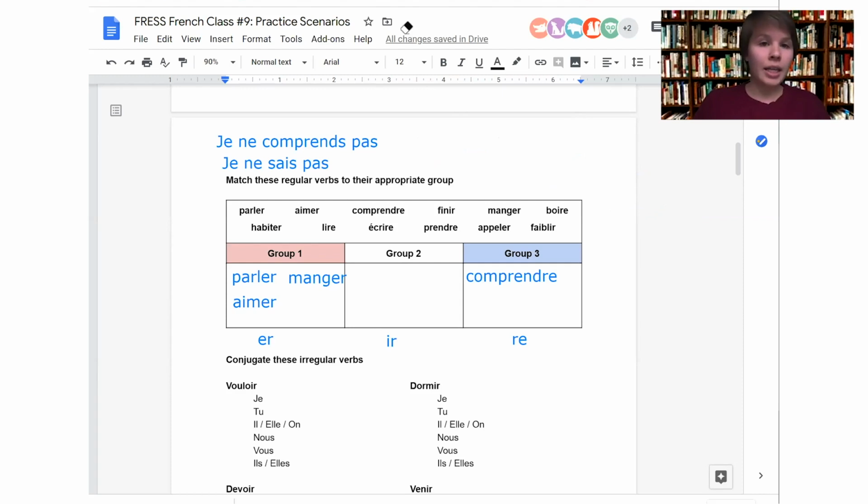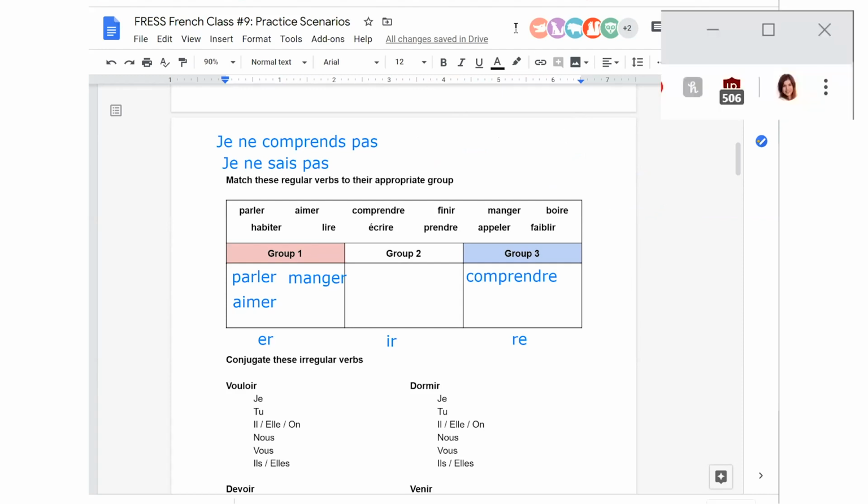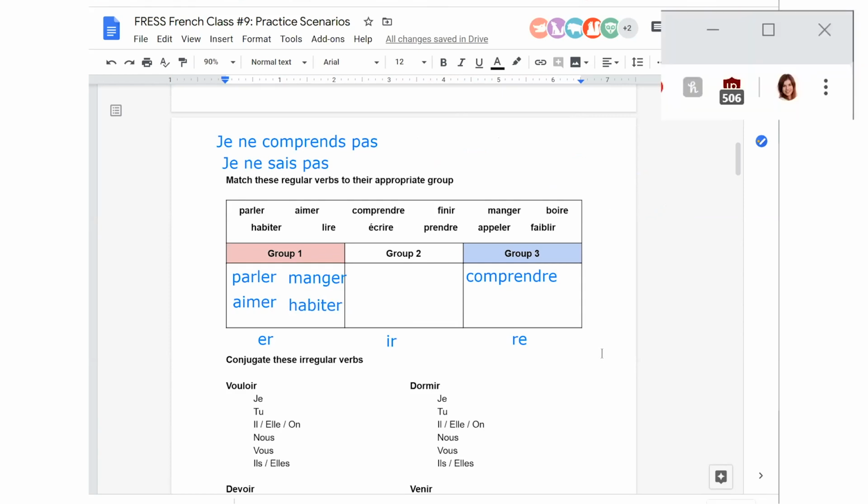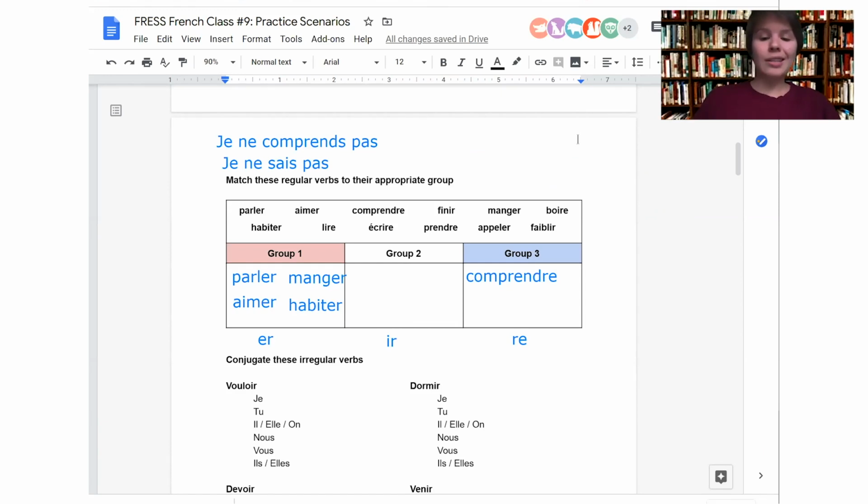So comprend. Any others, guys? Habiter is Habiter. Which group? Group 1. So habiter. Does anybody know what it means? Just guessing. Live. To live. Yeah. So it usually is like where you live. Like j'habite à Sydney. I live in Sydney. Right. Or can be like j'habite dans une maison or dans un appartement, like in a house, in an apartment, etc.